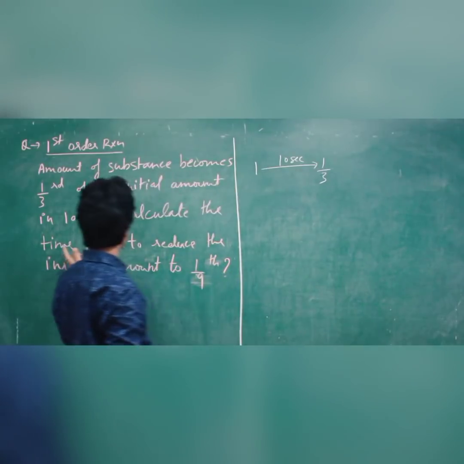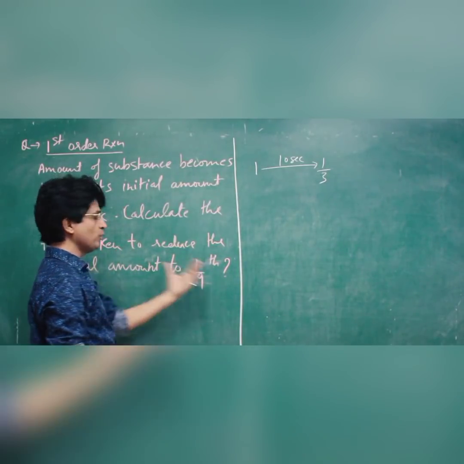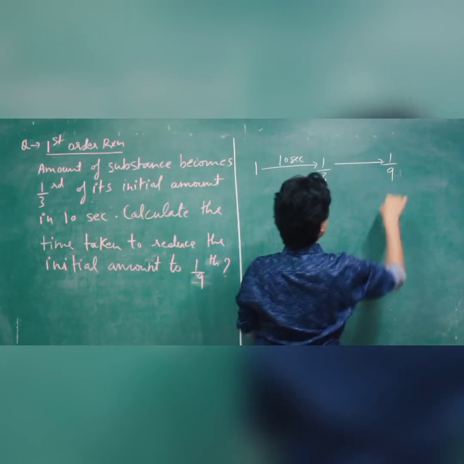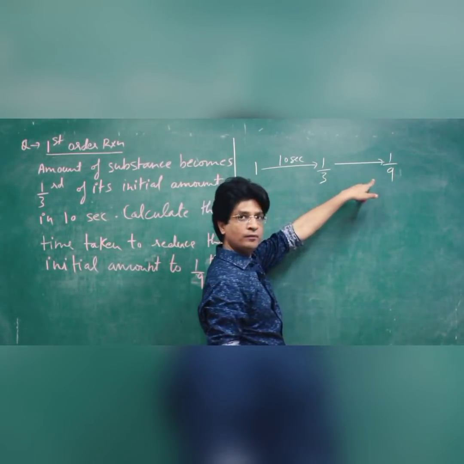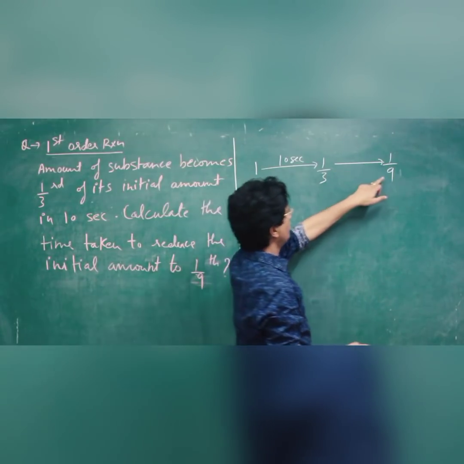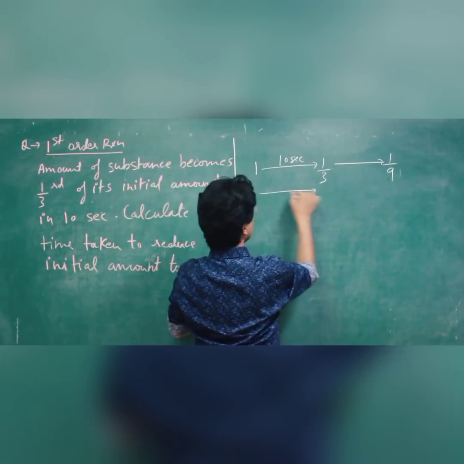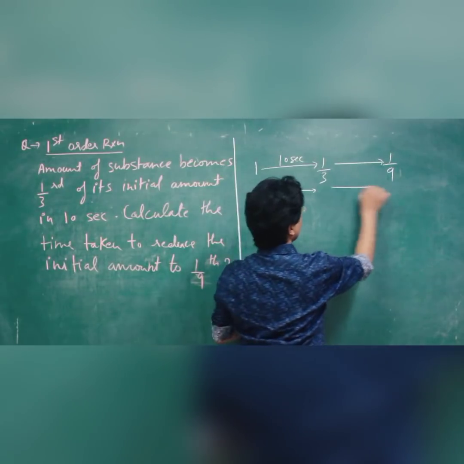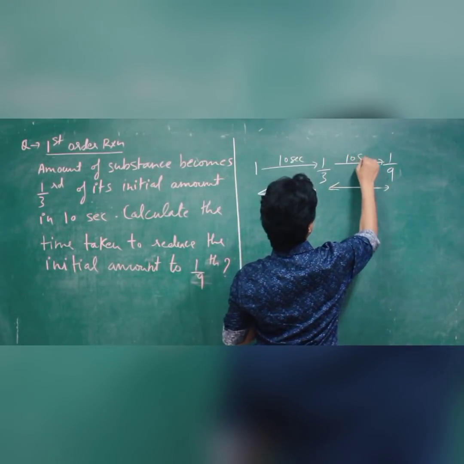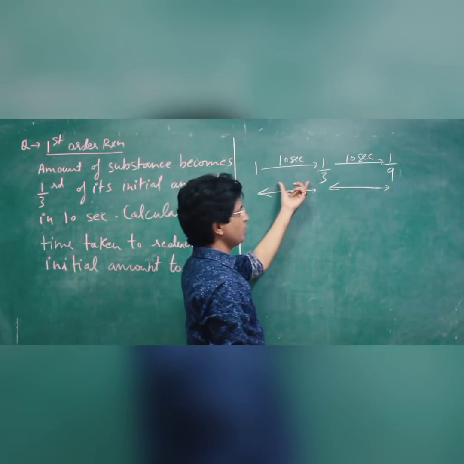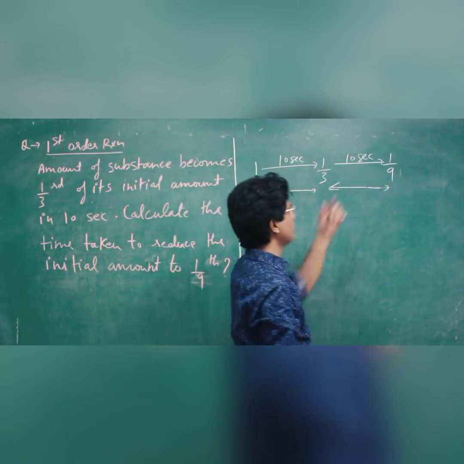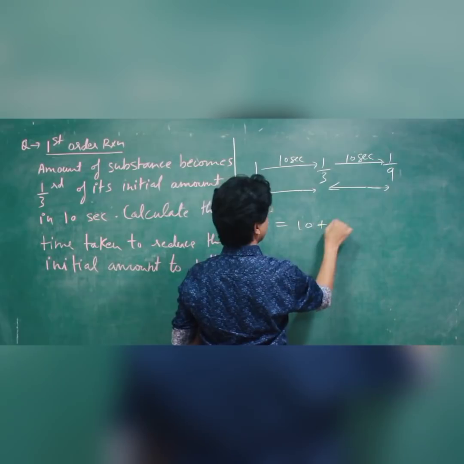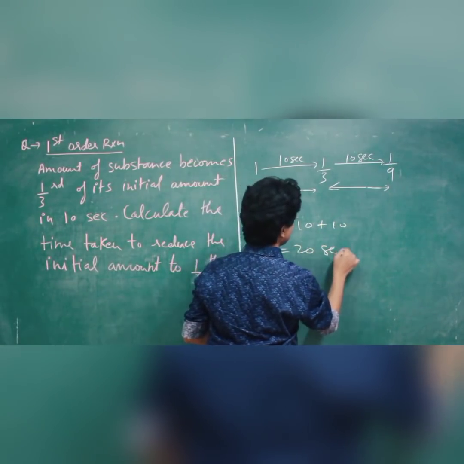Now they are asking how much time it will require to reduce the initial amount to 1/9. So you see 1/9 is nothing but 1 by 3 of 1 by 3. So it will be 1 by 9. 1/3 it has become, so 1/3 of this will again require the same amount of time. Same fraction of reaction will require same amount of time. So total time required will be 10 plus 10, that is 20 seconds.